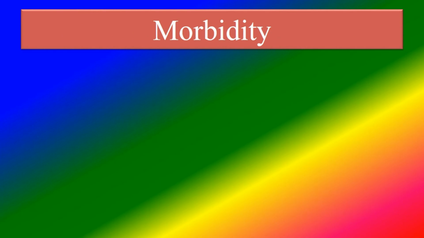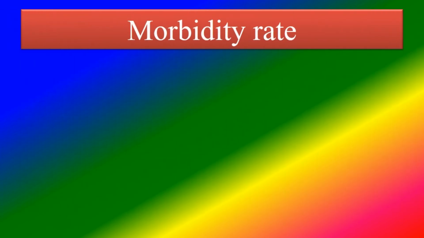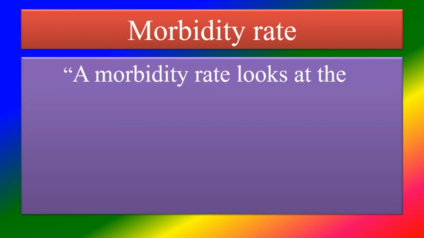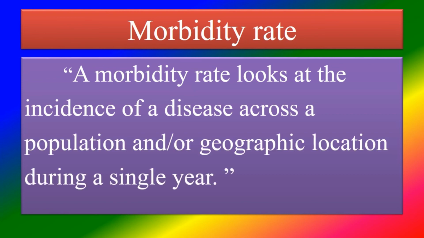What is meant by morbidity? The proportion of sickness or a specific disease in a geographical locality. Morbidity rate: a morbidity rate looks at the incidence of disease across a population or geographic location during a single year.